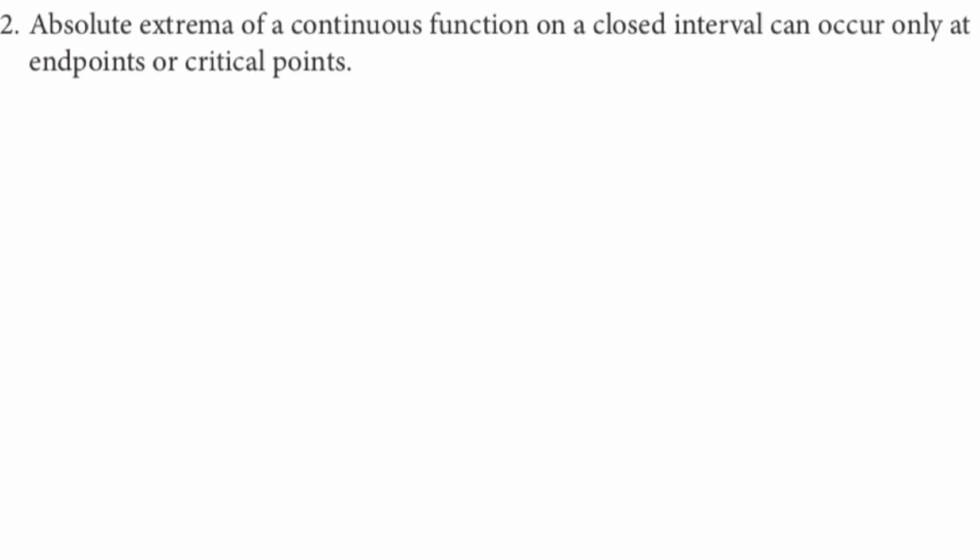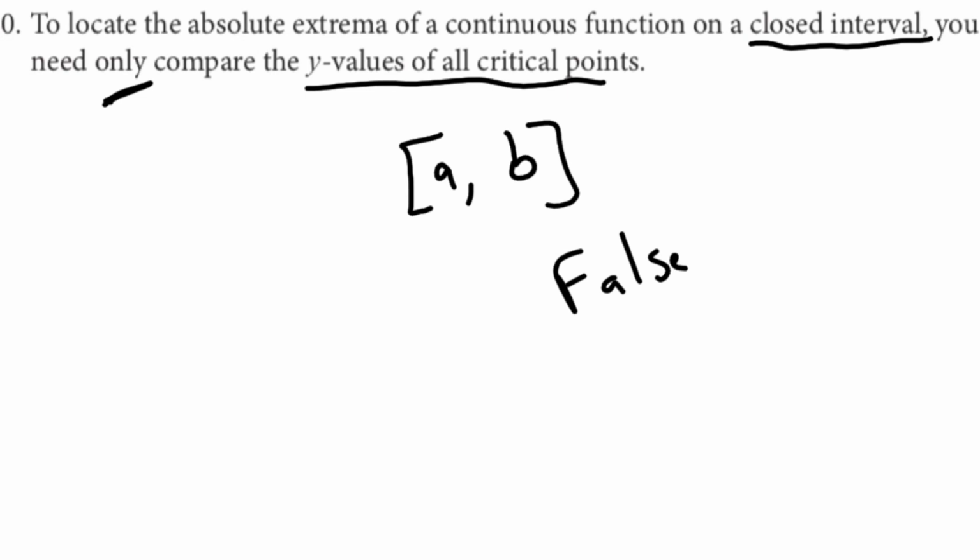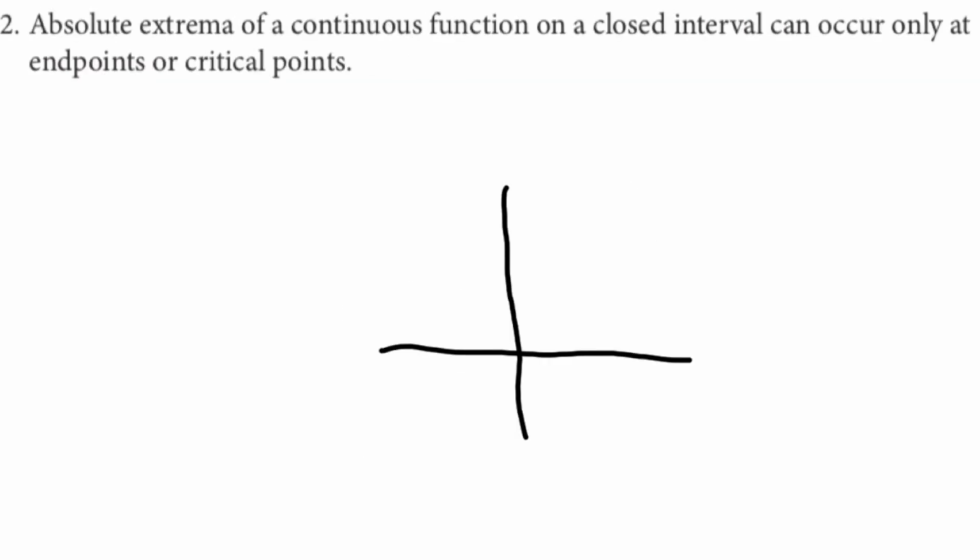All right, last one, number 12. Absolute extrema of a continuous function on a closed interval can occur only at endpoints or critical points, and this one basically goes back to what we had talked about in number 10. And this one would be true because that is now including all of the stuff that we need to. It can occur only at endpoints or critical points, okay?